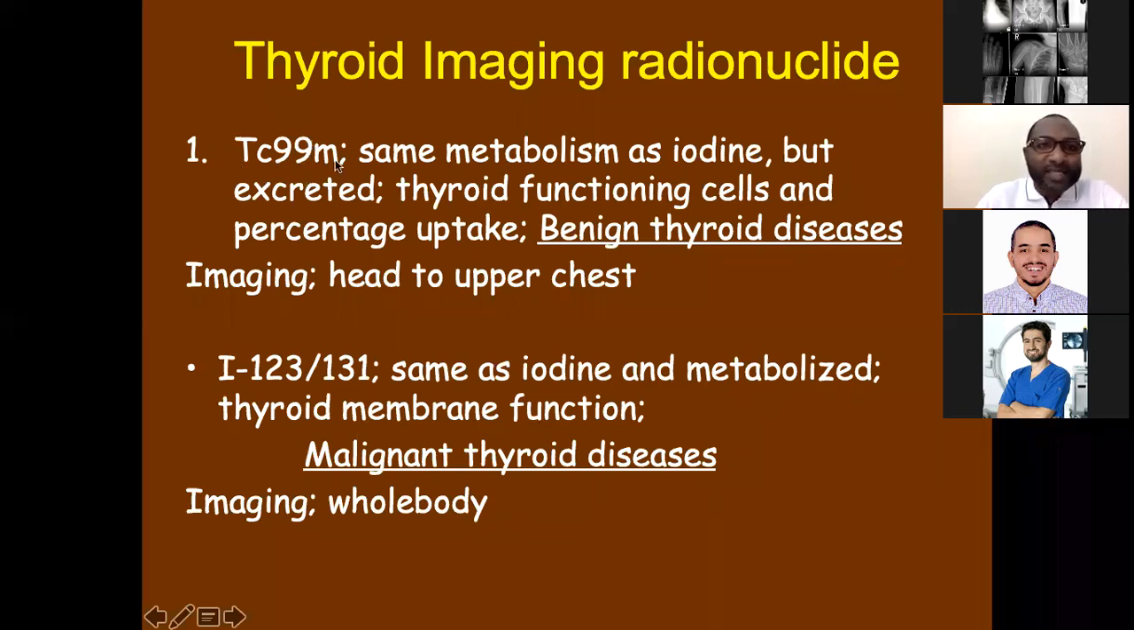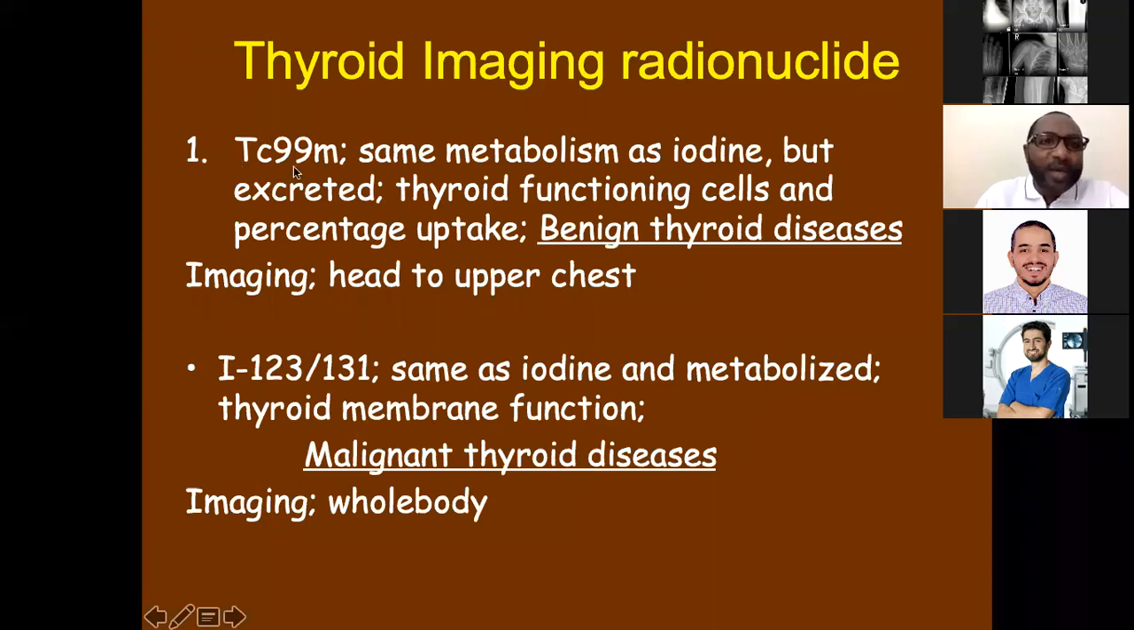Technetium is handled exactly the way the thyroid handles iodine. The only difference is that it is trapped by the thyroid follicle, but it doesn't get into the metabolic process. Instead, it is excreted. With that, we can look at the trapping function, and we can look at the organification function of the thyroid. But more importantly, what we are looking at is the function of the functional thyroid cells. And of course, we can also calculate percentage uptake, the importance of which I'll discuss with you in my next slide.